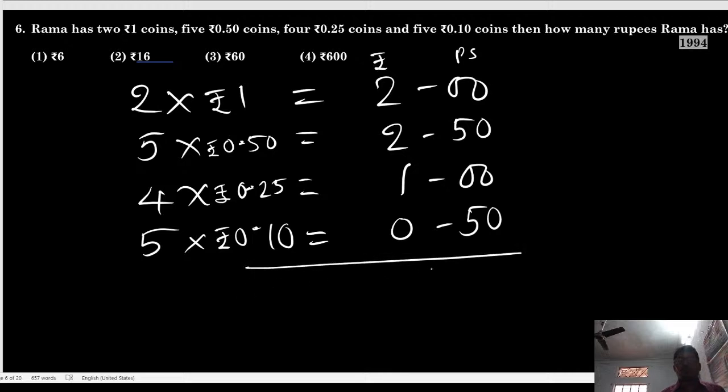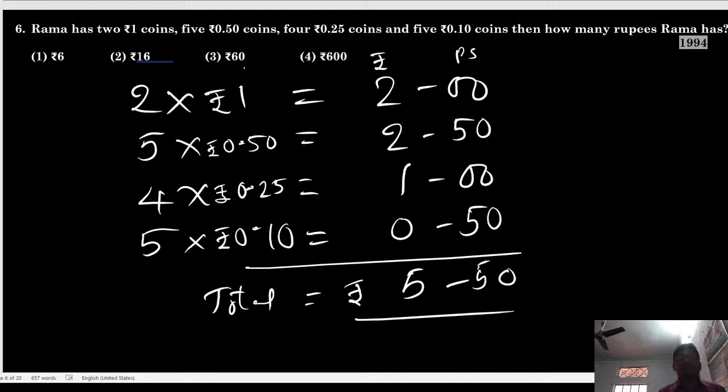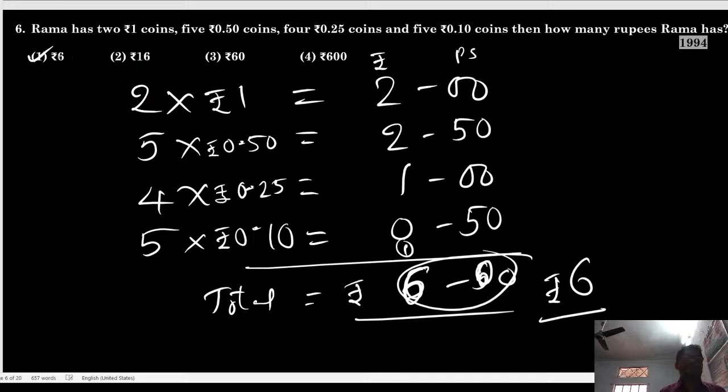So total 6 rupees, children. 6 rupees, option 1.